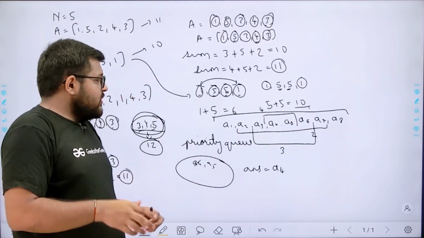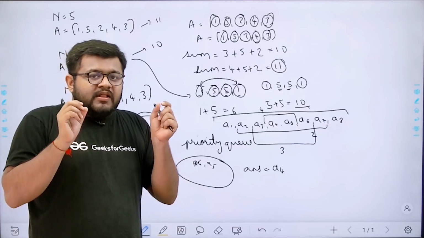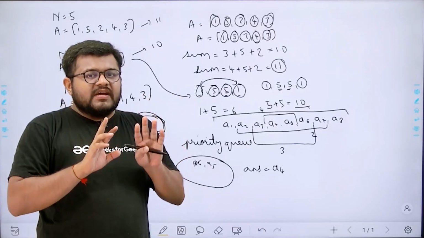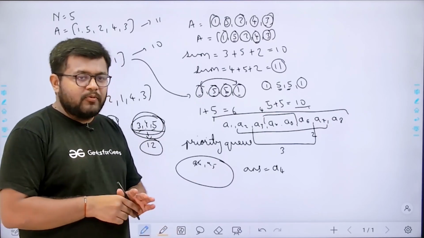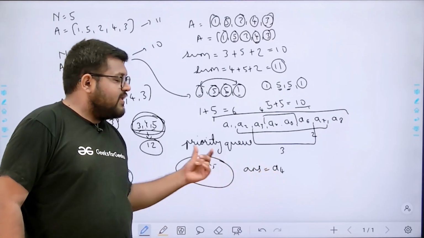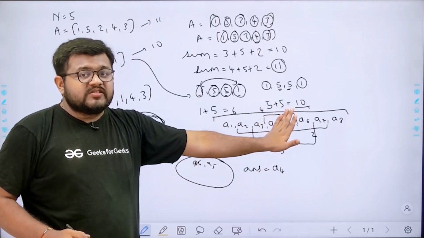So if I selected A4 in the fourth round, in the last round, then in the previous rounds, first round and second round and third round, I should not have considered A4. Are you getting my point? So whenever I select a player, I remove it from the priority queue. Now this was the fourth step, that is the last step.